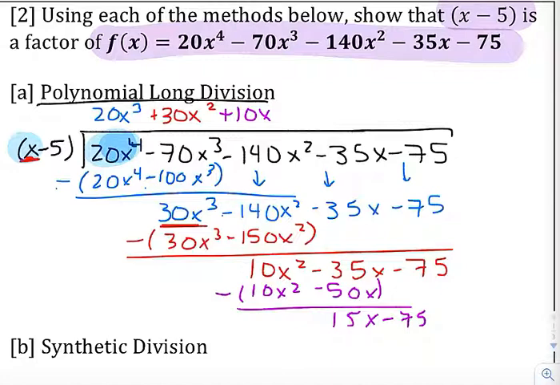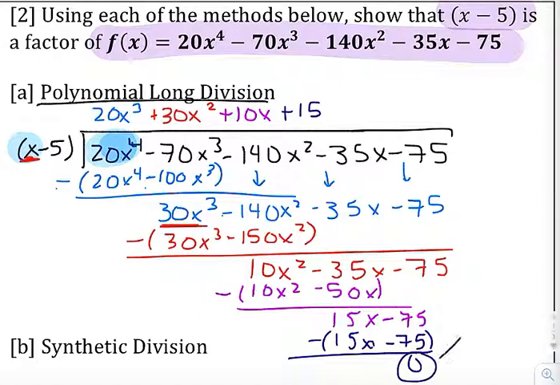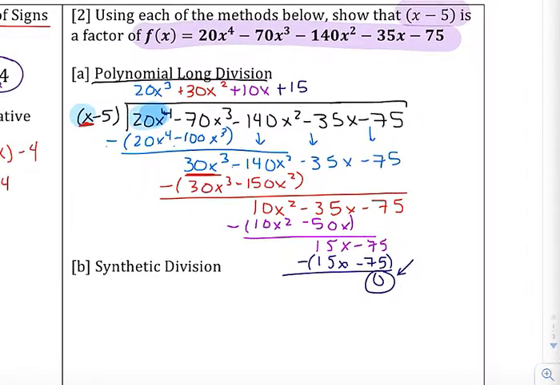Okay? And so here's the payoff. Here we see whether or not it's really going to be a factor. x times 15 will give me 15x, and then 5 times, excuse me, times 15 will give me negative 75. And so when I subtract off that final line, everything clears, and that's what proves that it's actually going to be a factor in the first place. We end up with a remainder of 0.